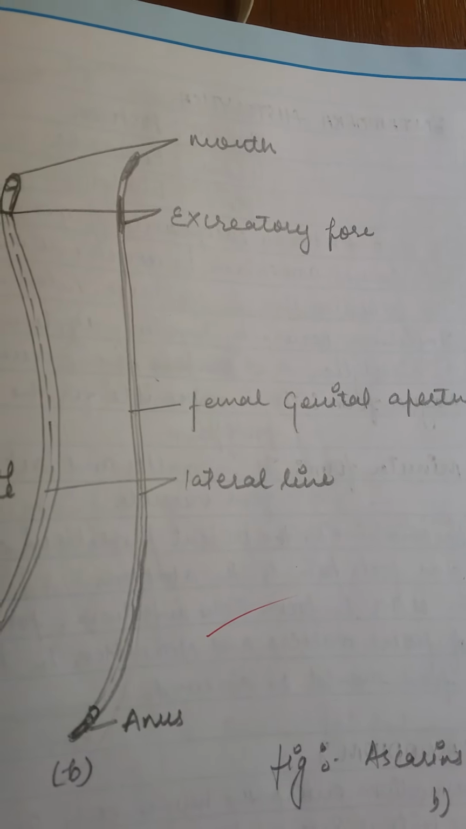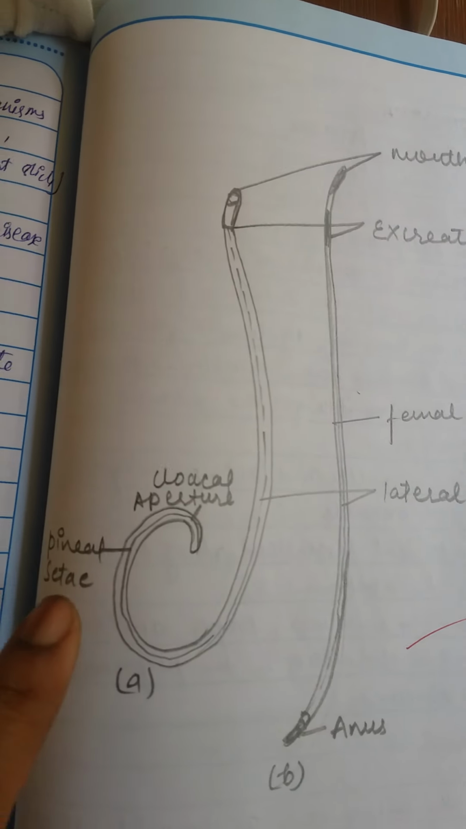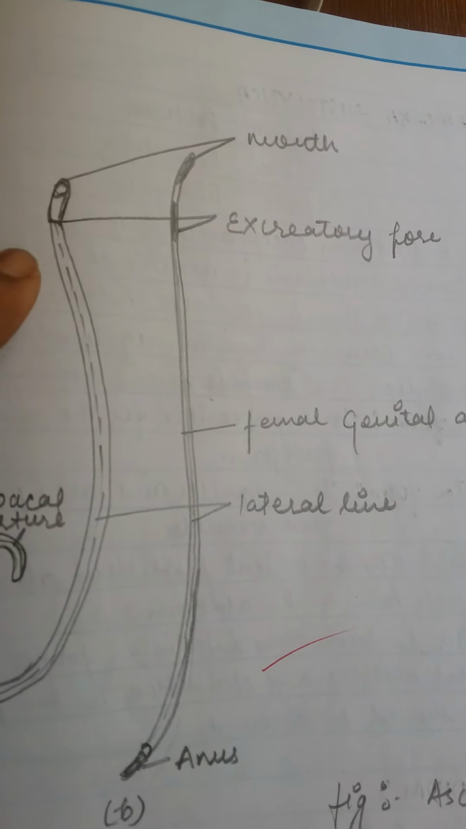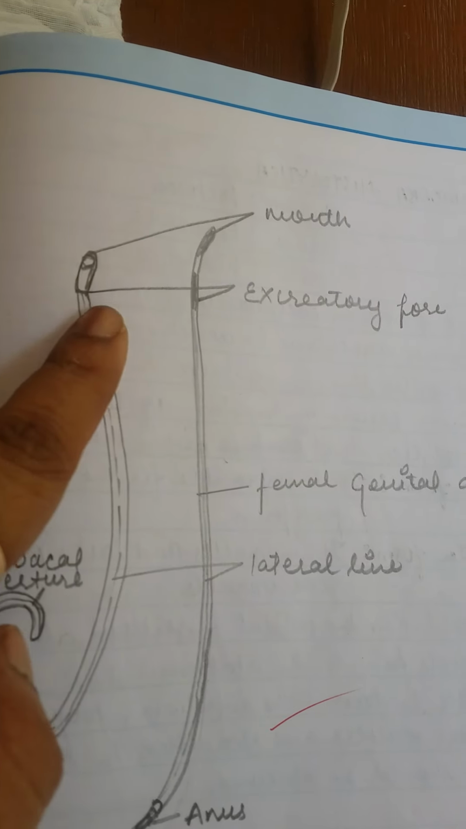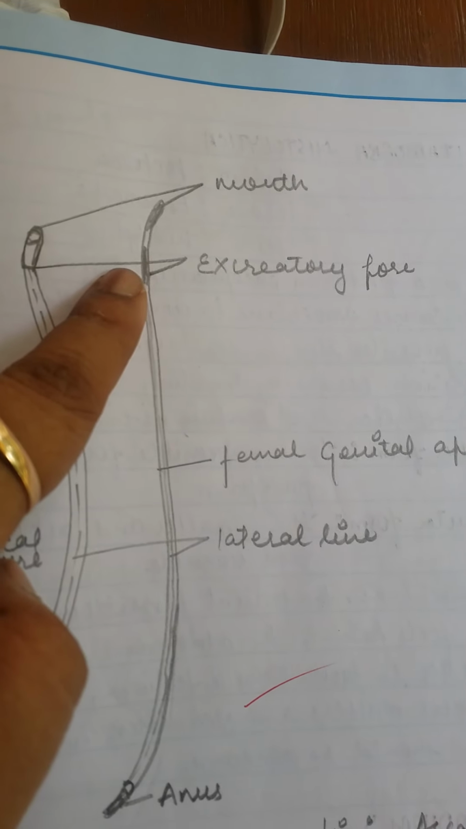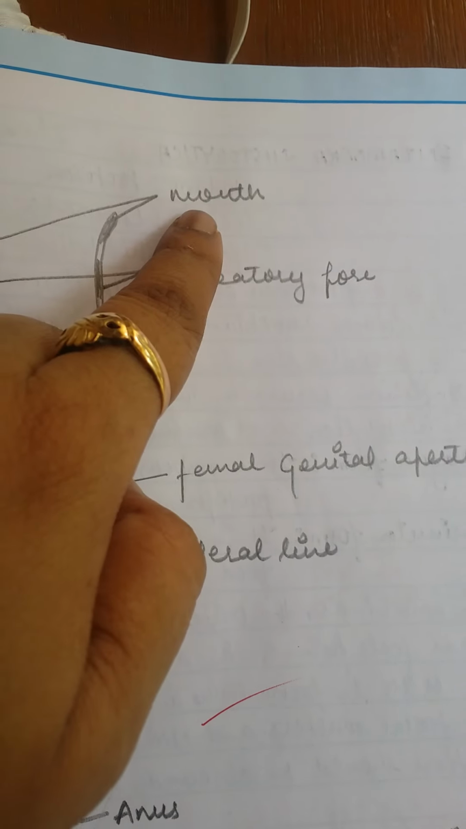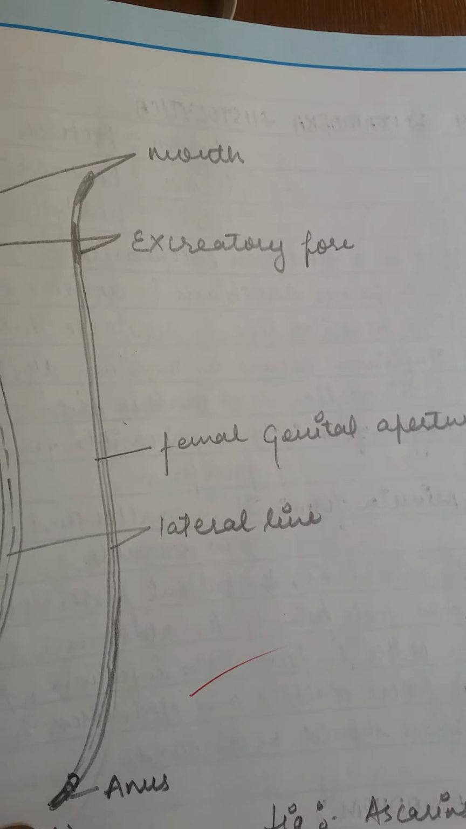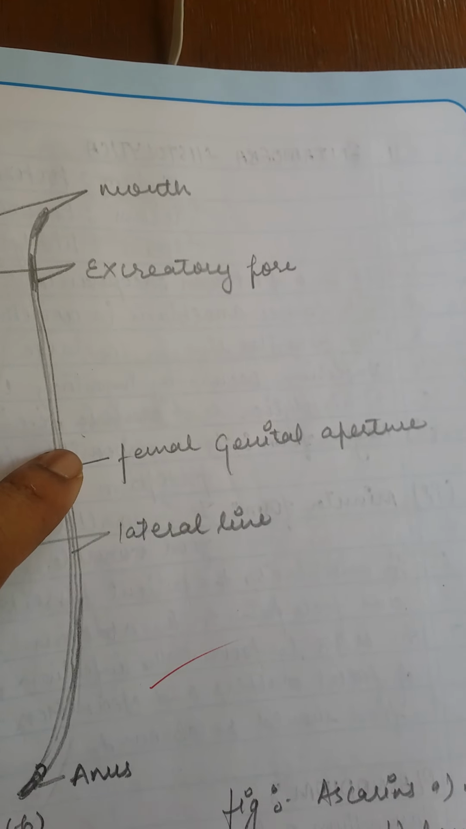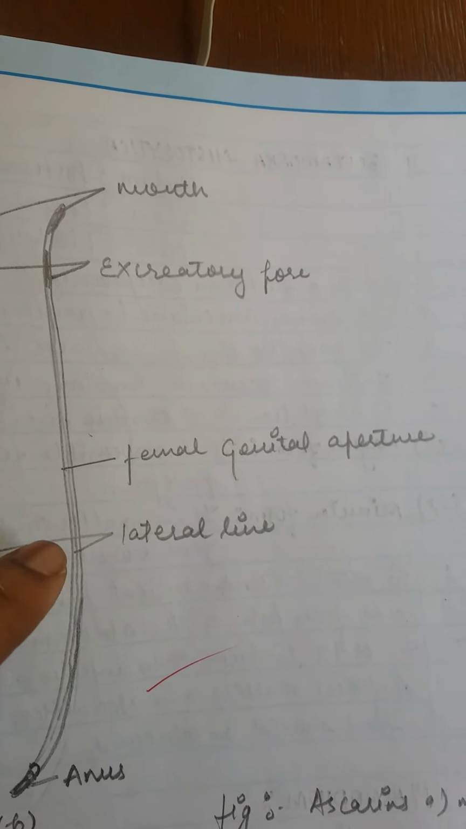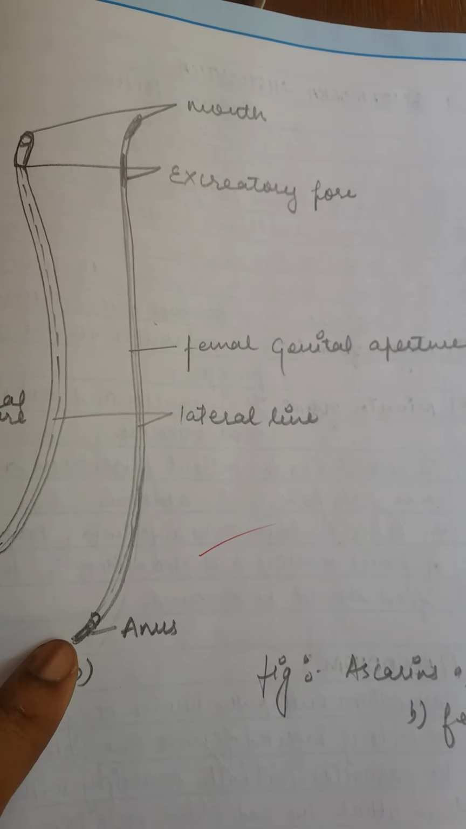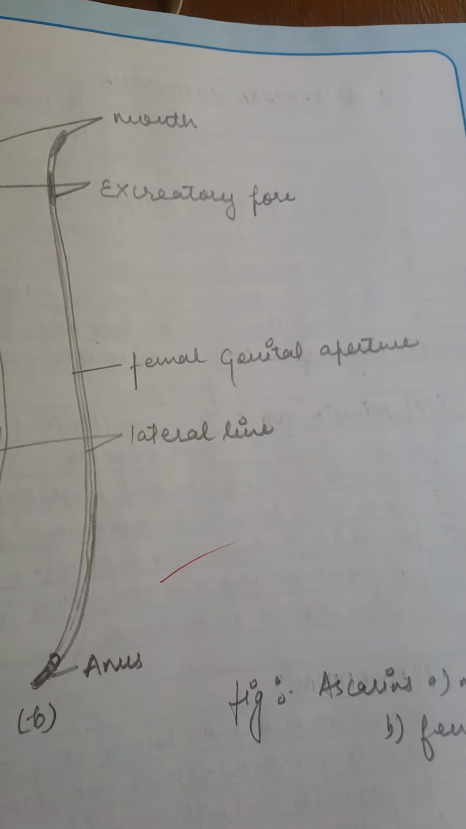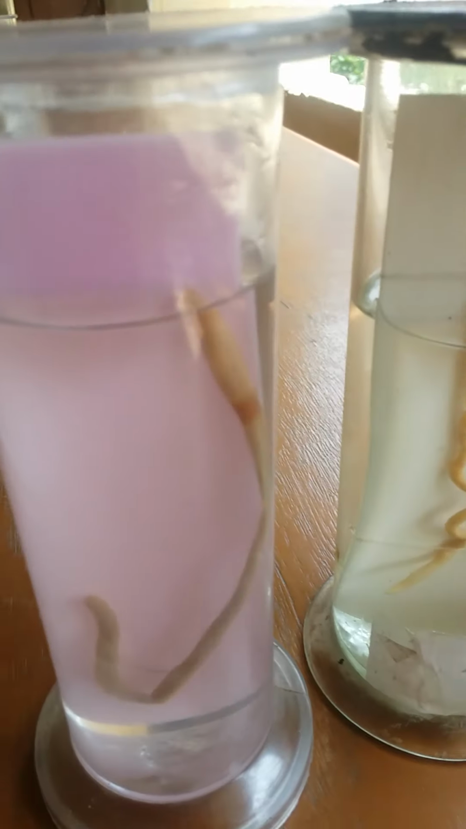The male has the cloacal aperture and the penial setae, and this is the lateral line that is present in the body of the Ascaris. This is the excretory pore, which is used for excretion, and there is the mouth, with which food is ingested and moved to the alimentary canal. The female genital aperture is present beside the lateral line, and the anus is present at the end of the organism.